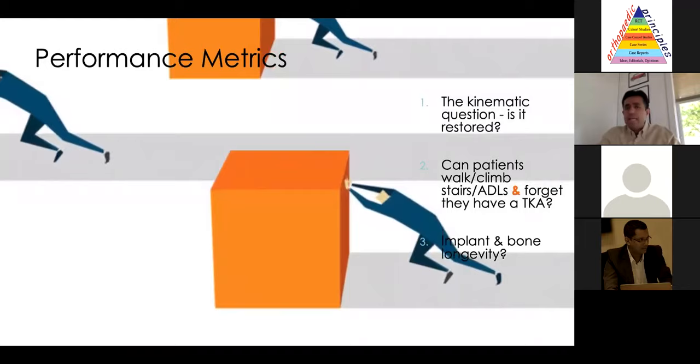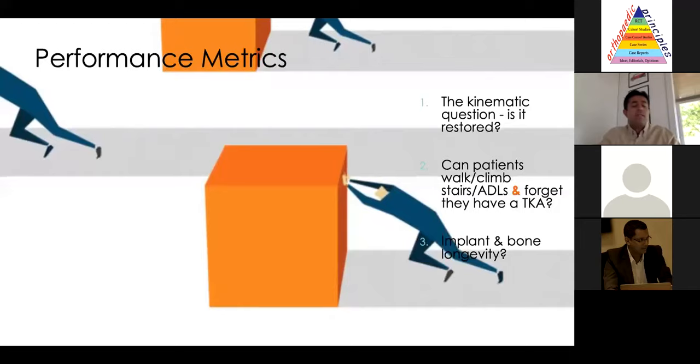So can they walk better? Can they climb stairs better? Can they perform activities of daily living better? And the most important thing is, can they forget that they have a total knee replacement? So what is their forgotten joint score? And I'll show you some data on this.